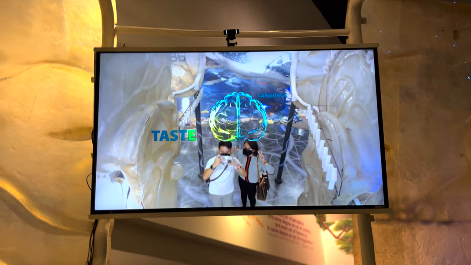System, emotion, hippocampus, memory, thalamus is for limbic center, corpus callosum, brain stem. Taste, writing, love.